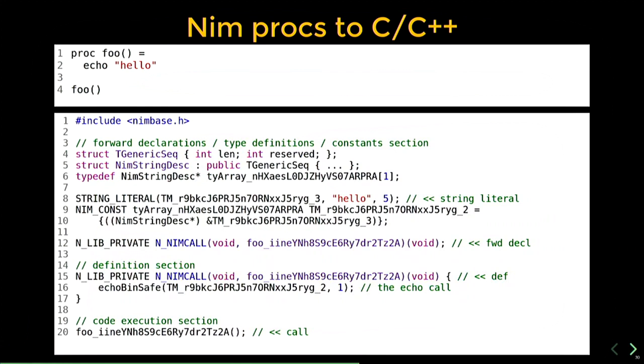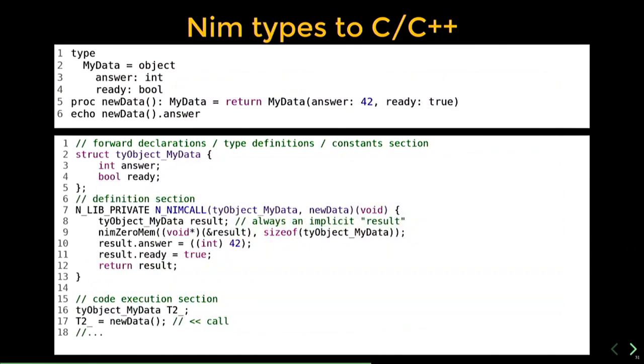But anyway, so at some point here in the source file, we have the literal hello, which is a string literal. At some point later, we have a forward declaration for the foo function, which is just a forward declaration in C. Then we have the definition of foo. And at the end, somewhere in some initialization code that should be executed in the main scope, we have a call to foo. And it's just C code.